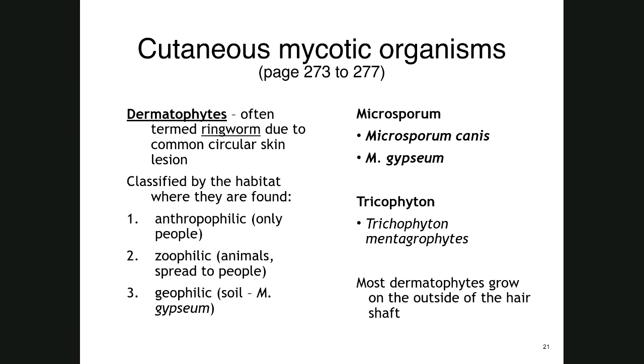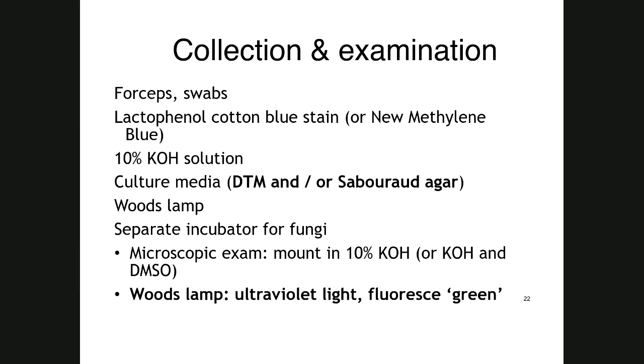So anthropophilic is only in people, zoophilic, animals spread it to people, and geophilic might be a type of organism in the soil. Okay, Microsporum gypseum. The 2 Microsporum organisms that we see primarily in our animals are Microsporum canis and Microsporum gypseum. We also see Trichophyton mentagrophytes. And most of the dermatophytes grow on the outside of the hair shaft.